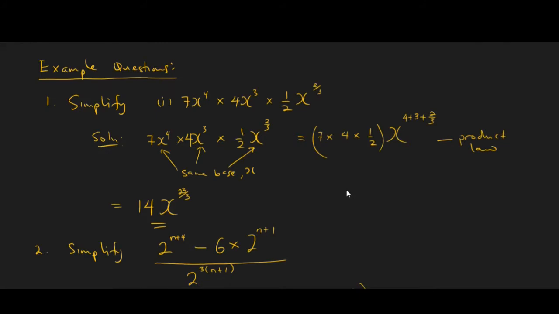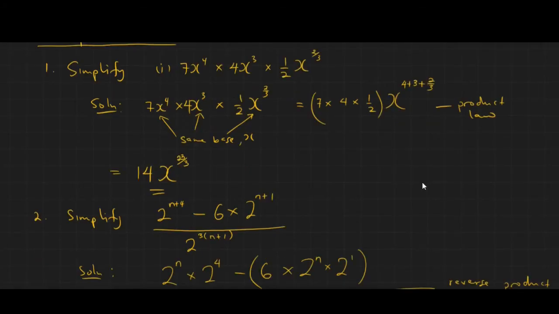In these examples involving exponents, we have the first question: simplify 7x to the power 4 times 4x to the power 3 times half x to the power 2 divided by 3. So we'll apply the product law in this case because the bases are the same, but the powers are different. So we'll just isolate the coefficients of the variables and then multiply them together, whilst we also add the powers of the variable x. And we'll arrive at 14x to the power 23 over 3.